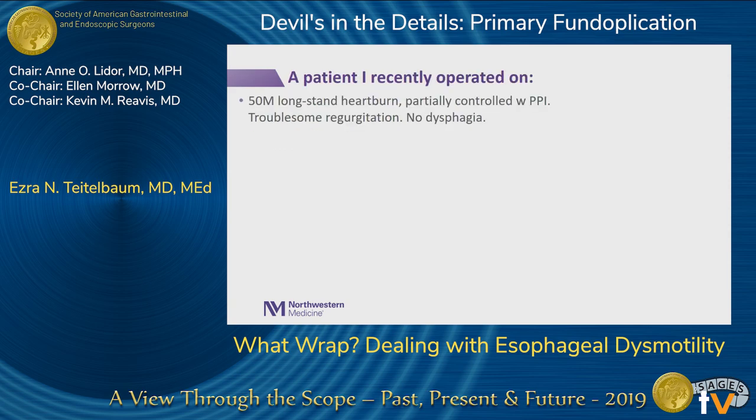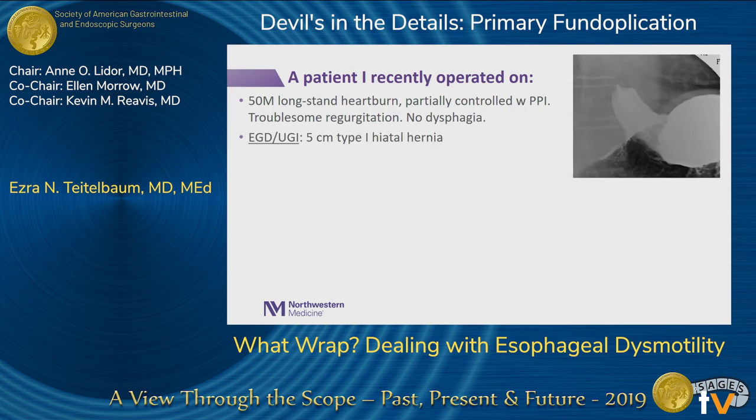So I'm going to start with a patient I saw a few months ago in clinic. He was 50 years old. He had longstanding heartburn, was fairly well controlled with the PPI, but his main symptom was regurgitation. He slept upright in a recliner, couldn't bend over without regurgitating. He had no dysphagia. EGD and upper GI demonstrated a 5-centimeter sliding hiatal hernia, no esophagitis on PPI. And then he had markedly abnormal acid exposure on 24-hour pH off PPI.